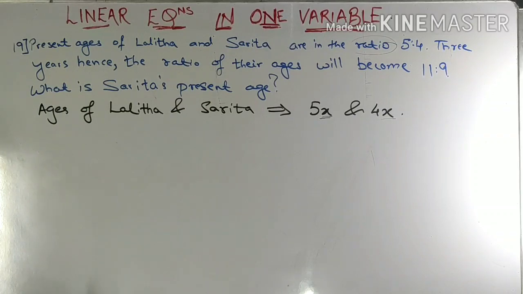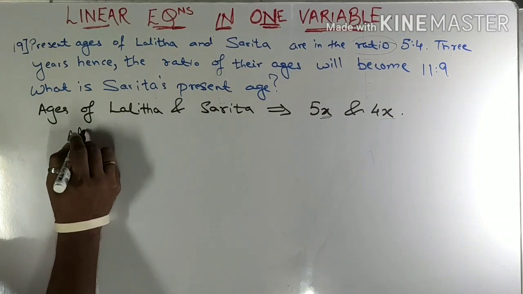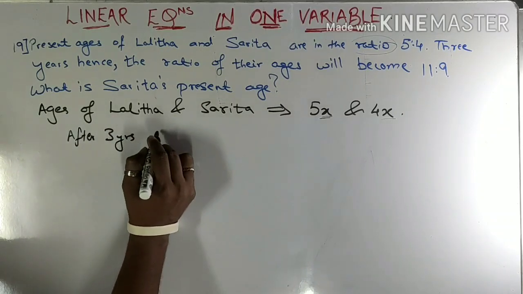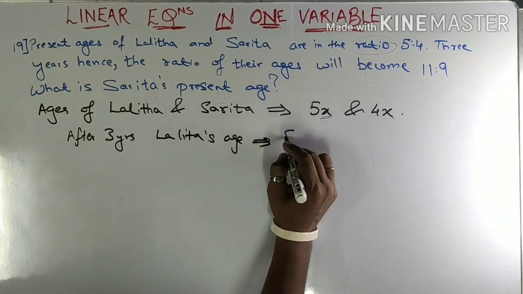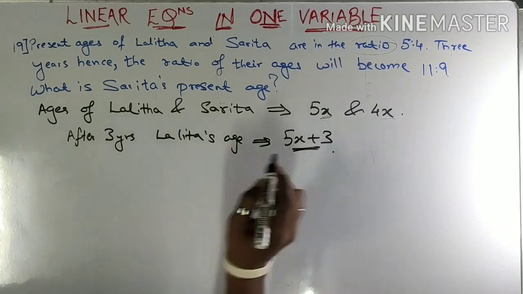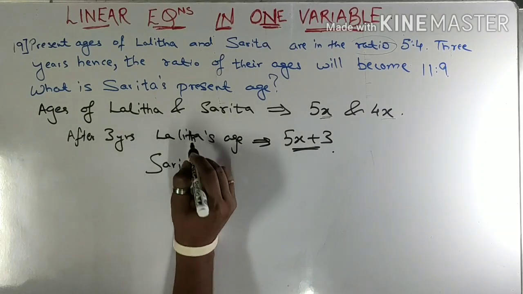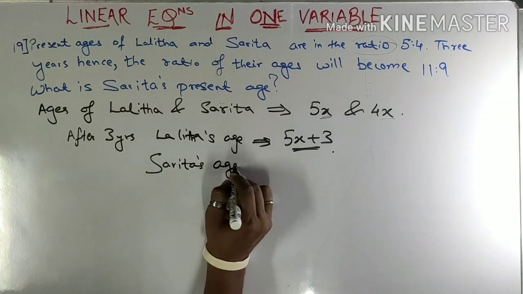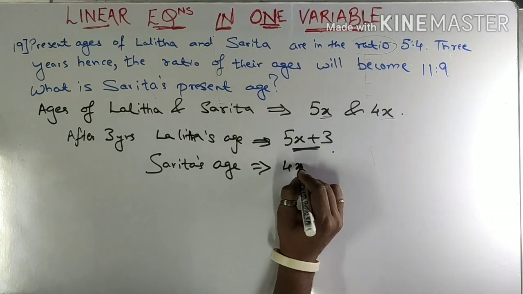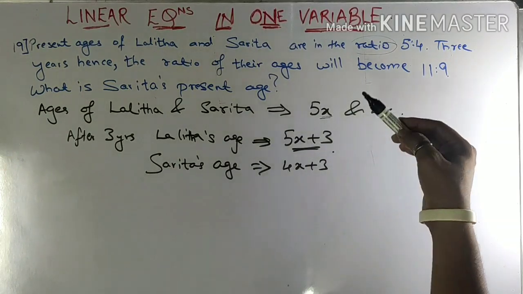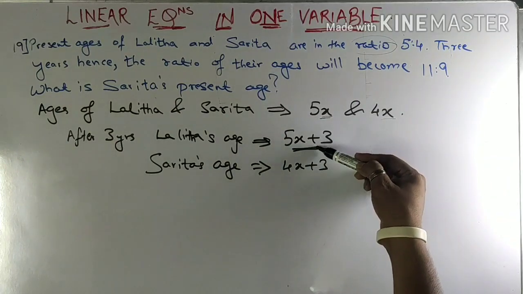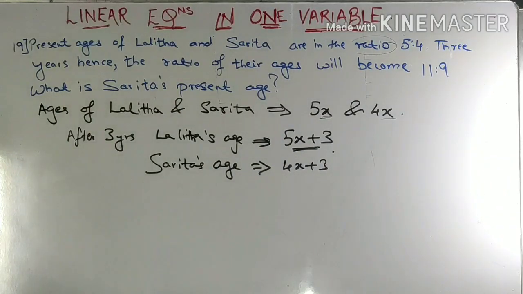Now after 3 years, what will be their ages? After 3 years, Lalita's age will be 5x plus 3, correct? And Sarita's age will be 4x plus 3. This is based on our logic and assumption that if 5x and 4x are the present ages, after 3 years, Lalita's age will be 5x plus 3 and Sarita's age will be 4x plus 3.